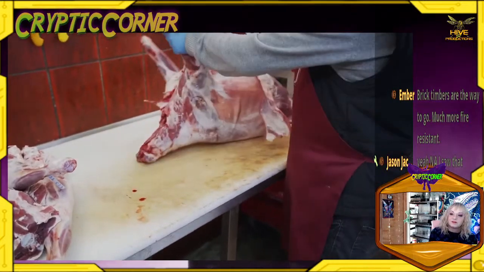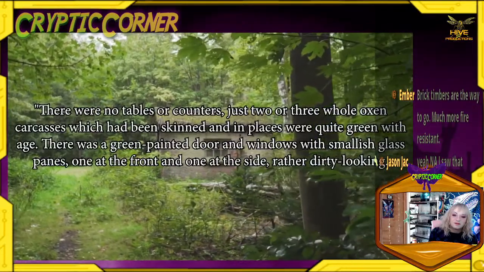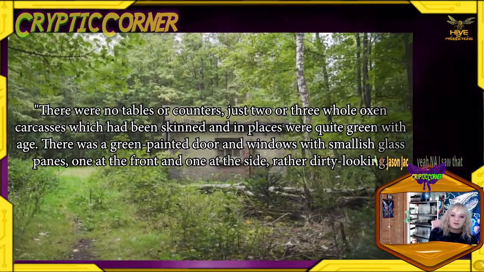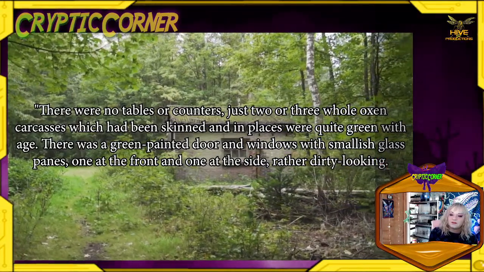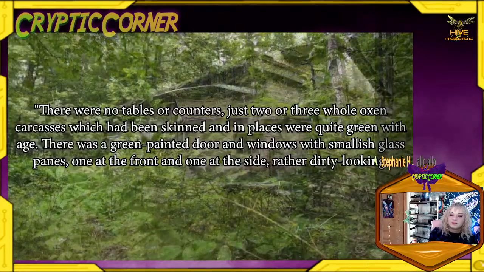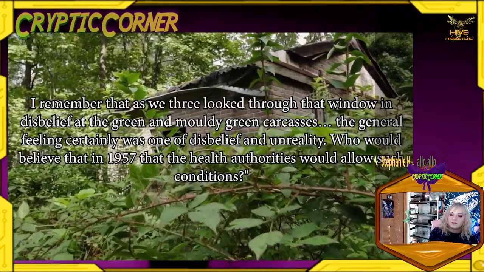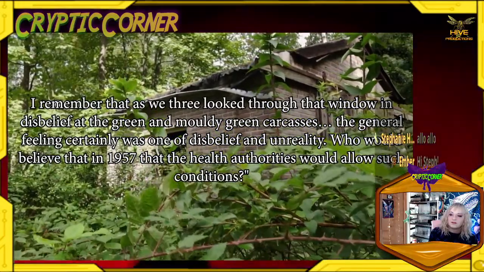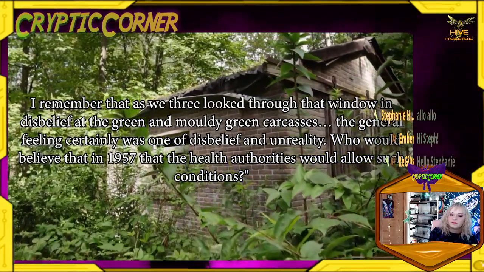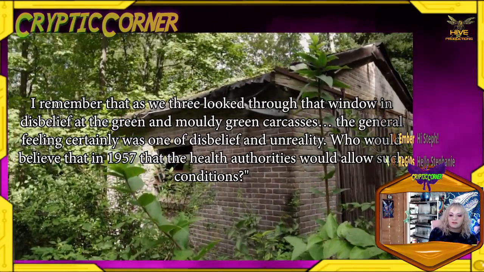The men decided to peer into one of the seemingly deserted buildings, and were surprised to see it was some form of butcher shop. One of the men said there were no tables or counters, just two or three whole oxen carcasses which had been skinned and in places were quite green with age. There was a green painted door and windows with smallish glass panes, rather dirty looking. As we three looked through that window in disbelief at the moldy green carcasses, the general feeling was one of disbelief and unreality. Who would believe that in 1957 the health authorities would allow such conditions?